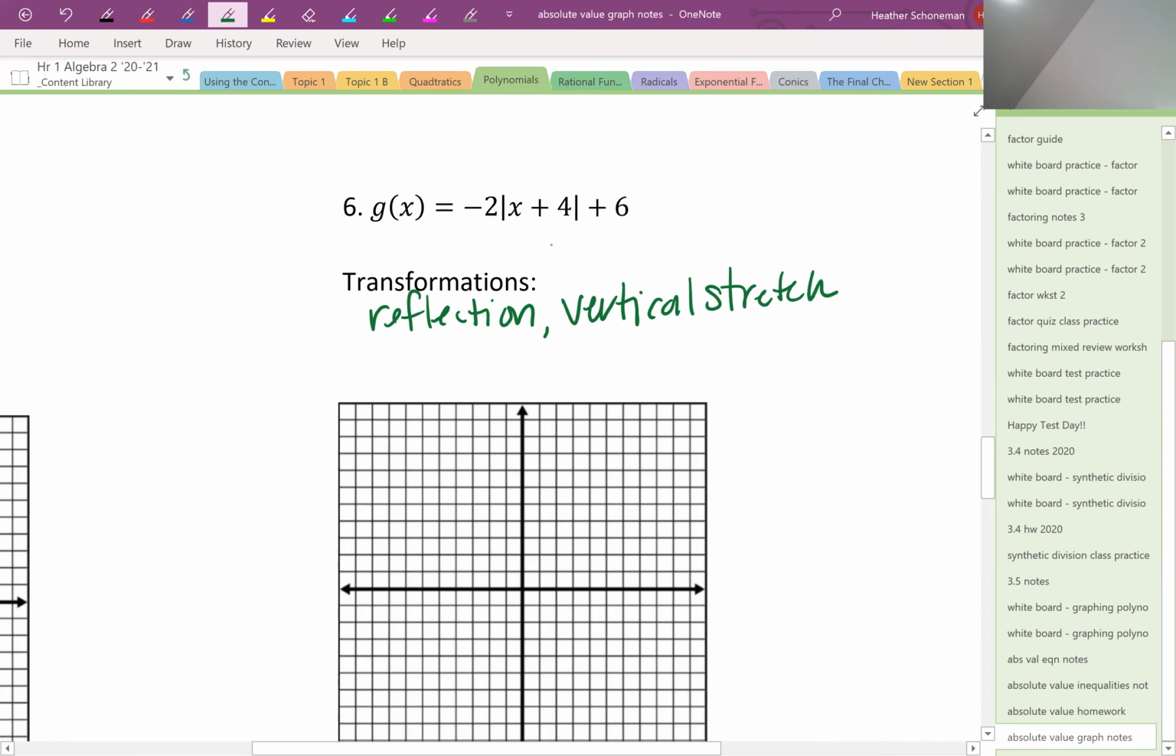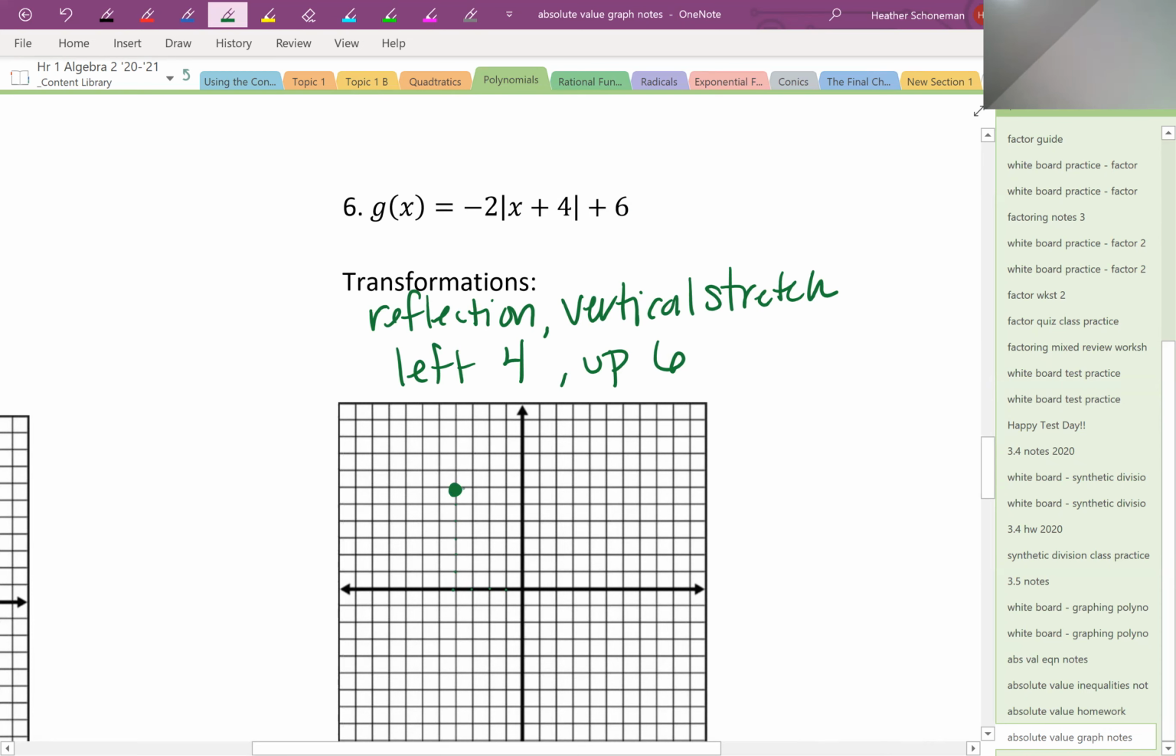Okay, let's see what happens on number 6. Number 6, we have lots of transformations. So the negative is a reflection. The 2 is a vertical stretch. The 4, because it's inside, it's the opposite of what you think, so it's going to be left 4. And the +6 is going to be up 6.